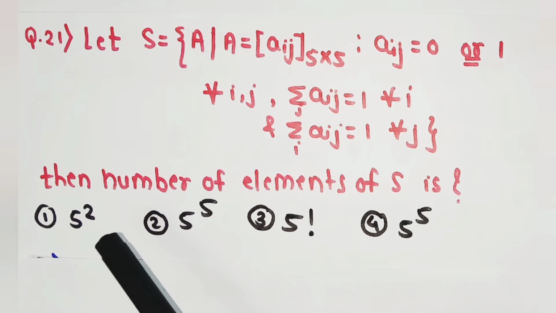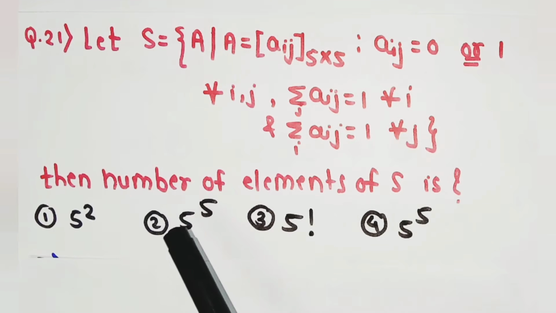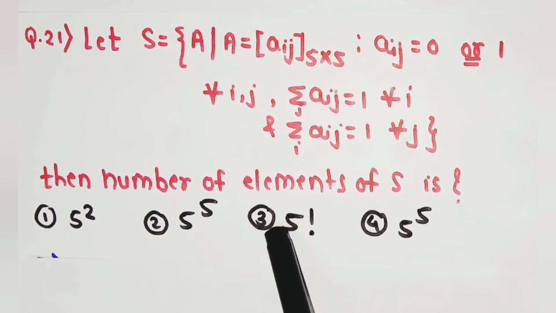Then we have four options. Option 1 is 5 square, option 2 is 5 raised to 5, option 3 is 5 factorial, and option 4 is 5 raised to 5.